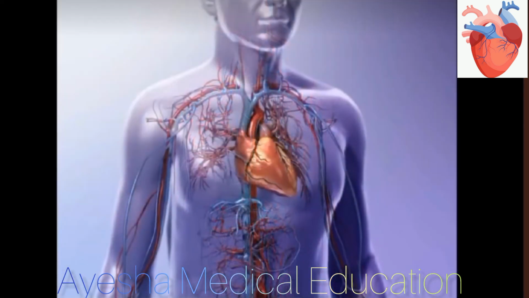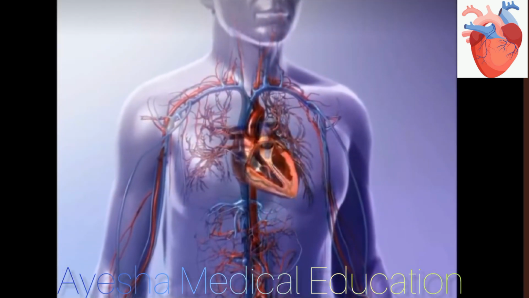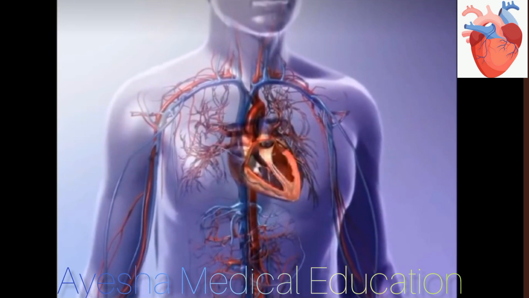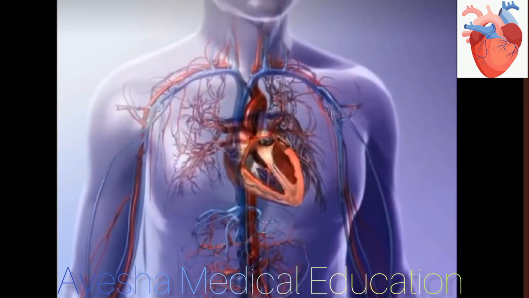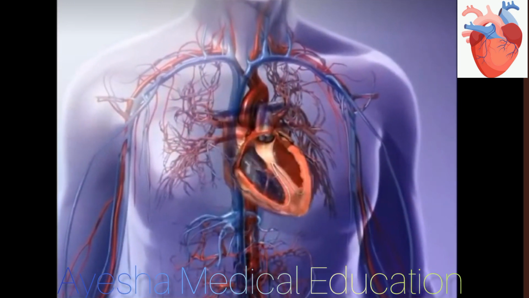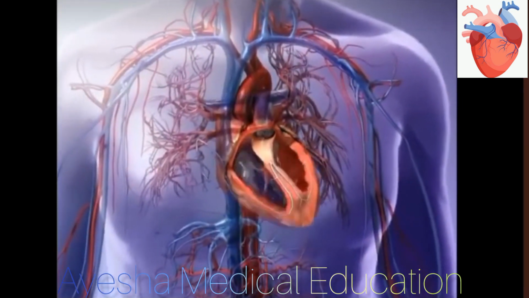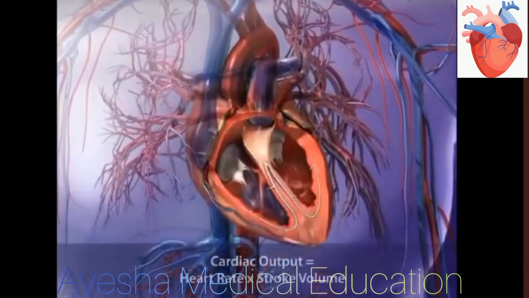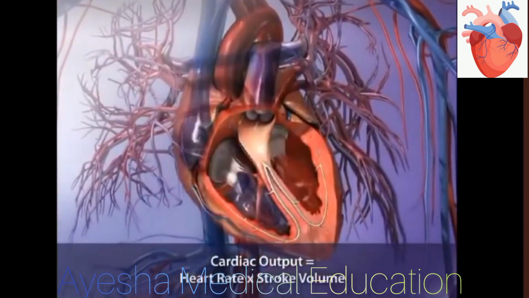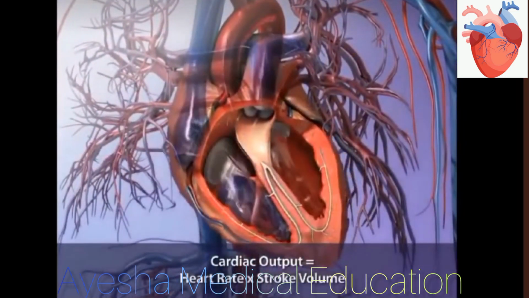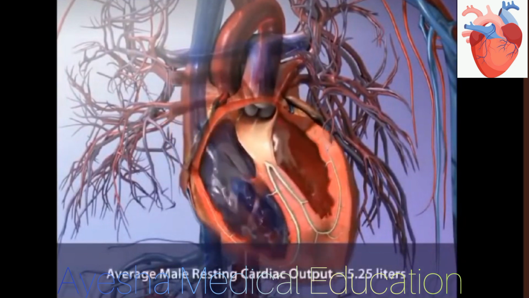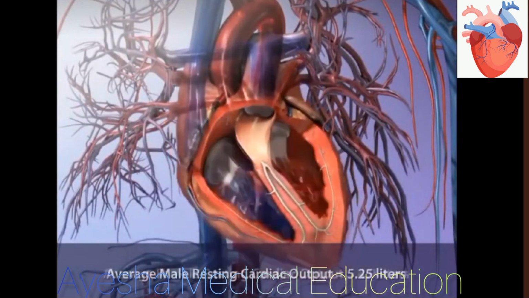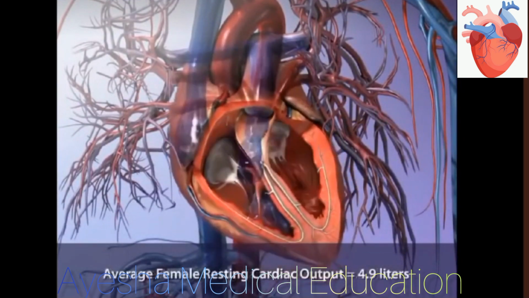With each contraction of the ventricles, blood is pumped out of the heart. Stroke volume is the amount of blood a ventricle pumps out in one contraction. Cardiac output is the volume of blood that each ventricle ejects every minute. To find the cardiac output volume, multiply the number of heartbeats in 1 minute by the stroke volume. At rest, the cardiac output for an average adult male is about 5.25 liters, 4.9 liters for an adult woman.